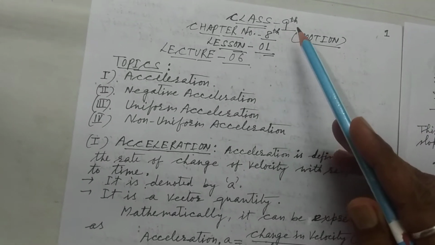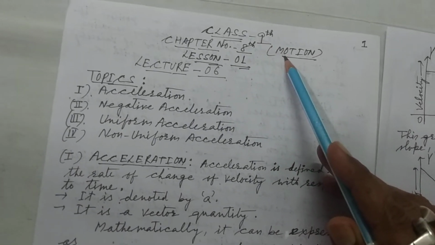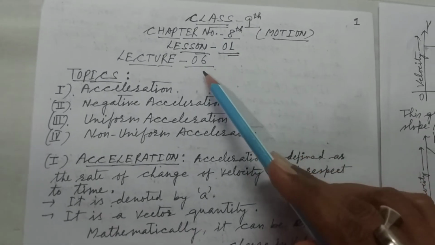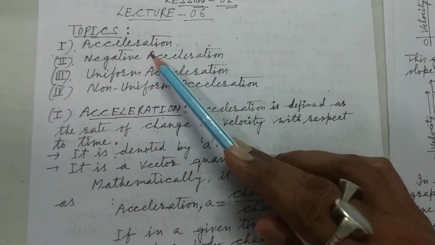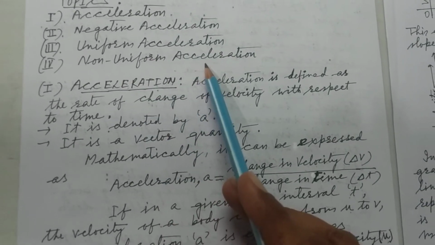Vinay is going to explain Chapter 8, which is Motion. It is for Class 9, lesson number 1, lecture number 6. Today's topics are acceleration, negative acceleration, uniform acceleration, and non-uniform acceleration.